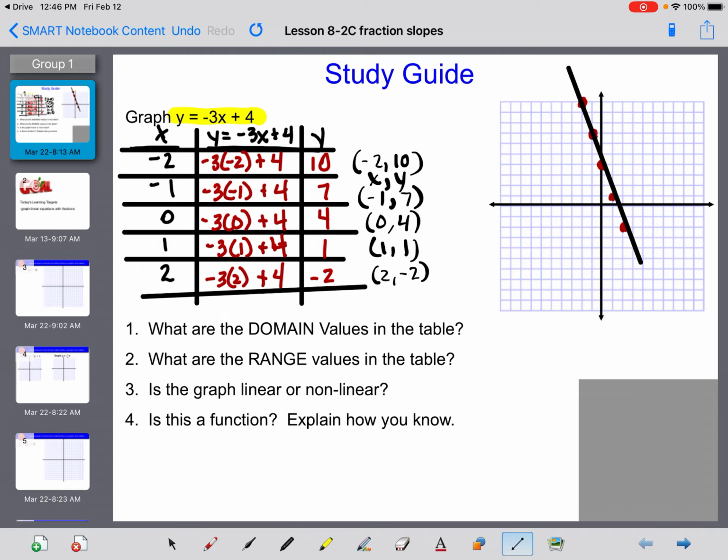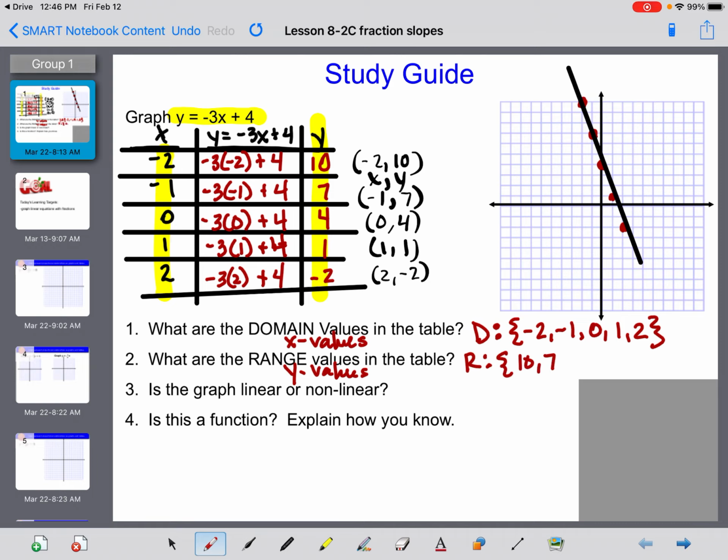Okay, the next question asks me, what are my domain values? Remember, domain values are your x values. It's just a list of your x values. So capital D for domain, and then I just go along and write these down in order. So I write negative 2, negative 1, 0, 1, 2. Those are the domain values in that table. What are the range values in the table? My range values are my y values. Make sure you memorize that. And my range values then are 10, 7, 4, 1, and negative 2.